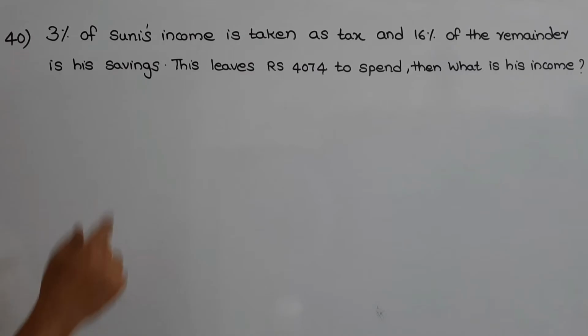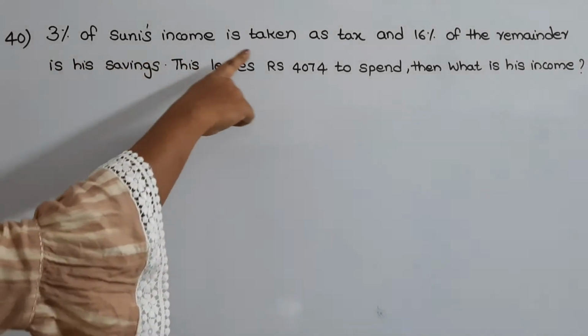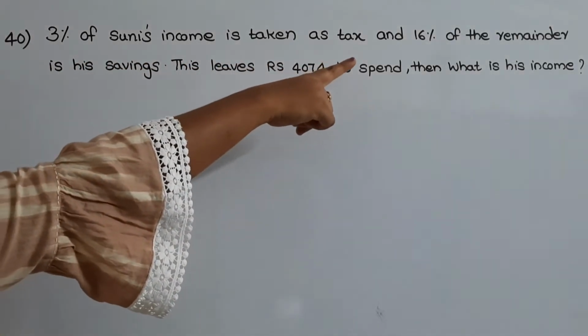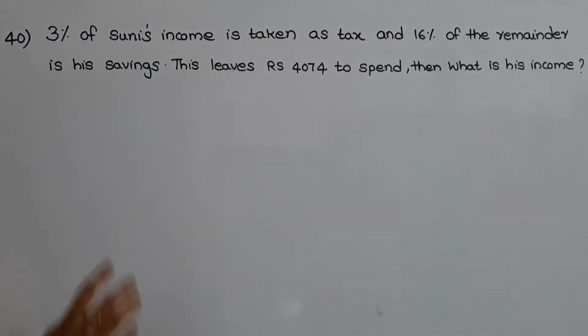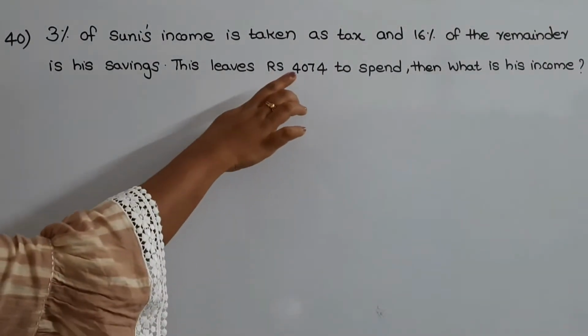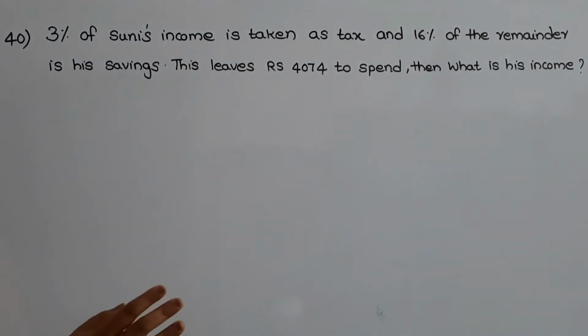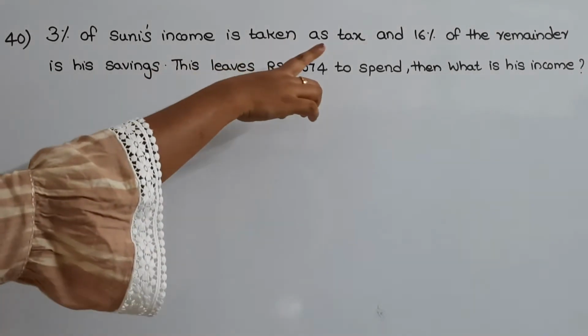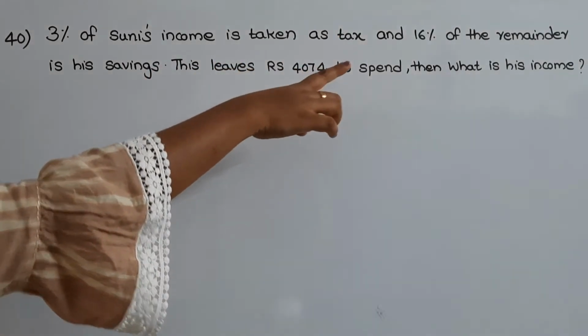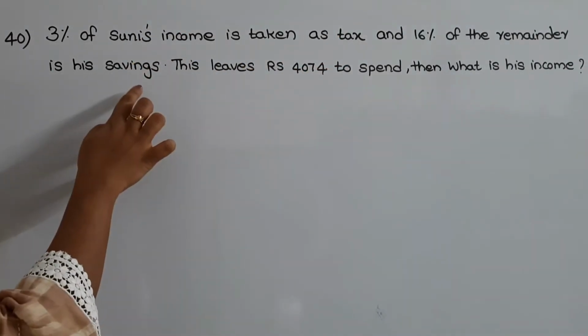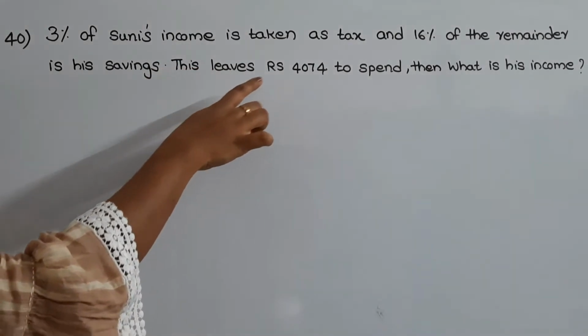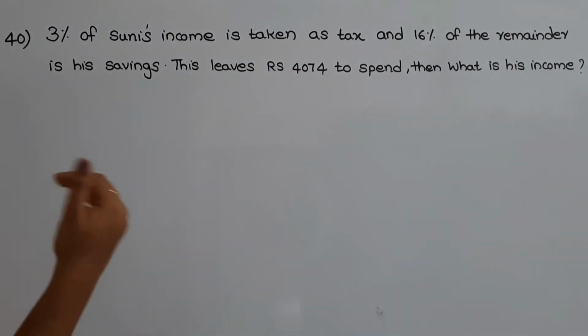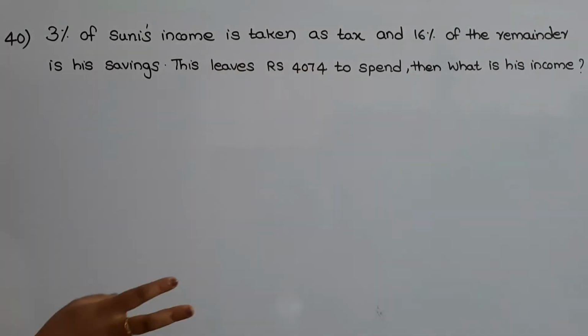The next question is, 3% of Suni's income is taken as tax and 16% of the remainder is his savings. This leaves rupees 4,074 to spend. Then what is his income? So in this question they are telling that 3% of Suni's income is taken as tax, 16% of the remainder is his savings, and the money left with him is 4,074 to spend. Then what is his income?